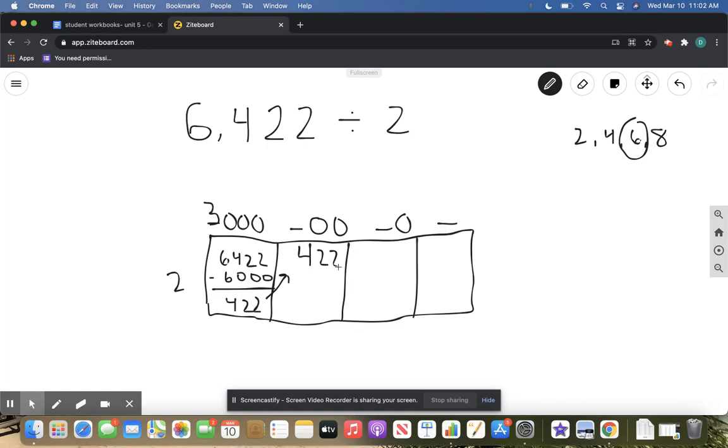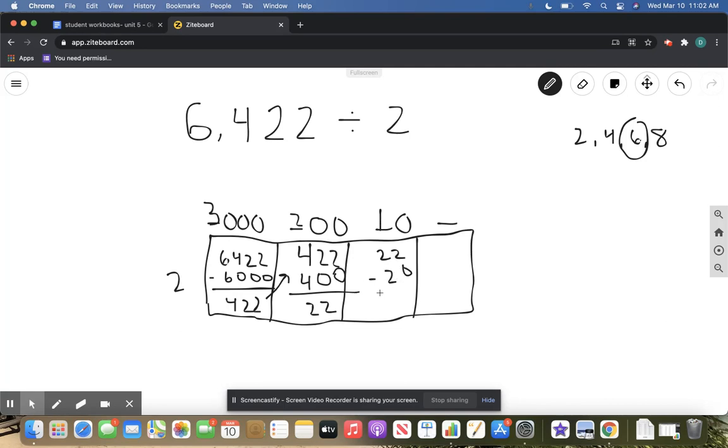Now I'm going to do how many hundreds of groups of 2 can fit into 422. So I know that 2 times 2 is 4, so 2 times 200 will be 400, which leaves me with a remainder of 22. And 2 times what gets me closest to 22? Well, 2 times 10 gives me 20.